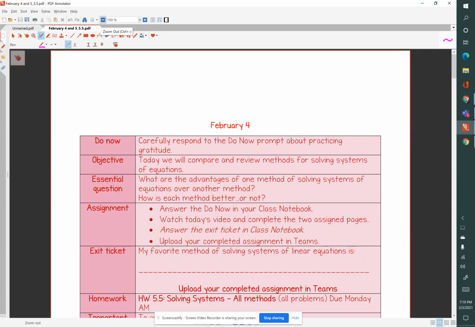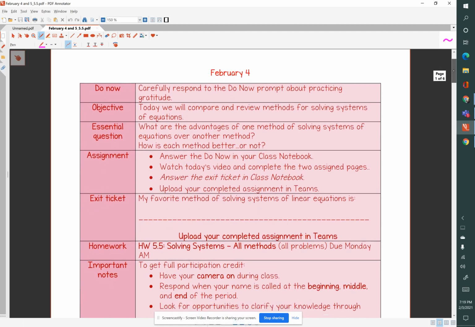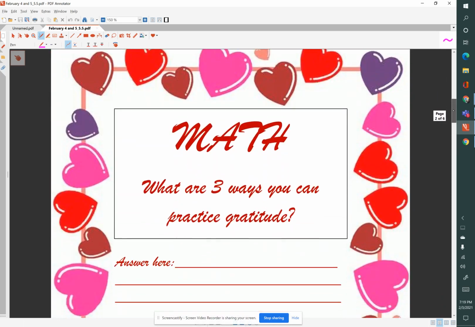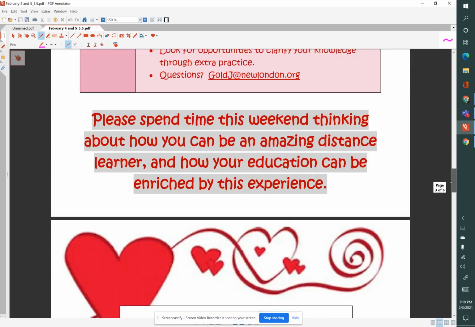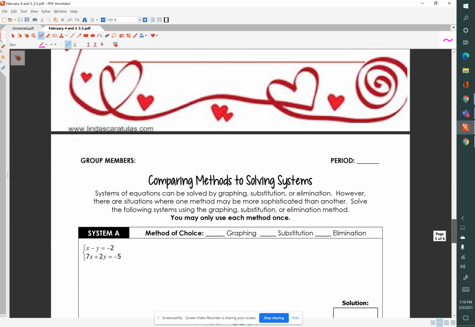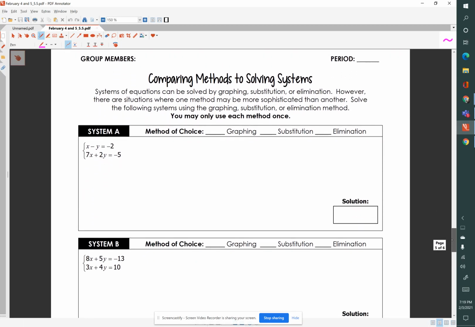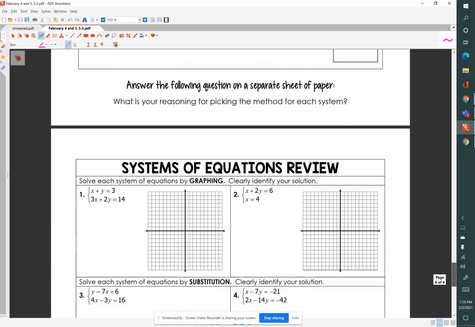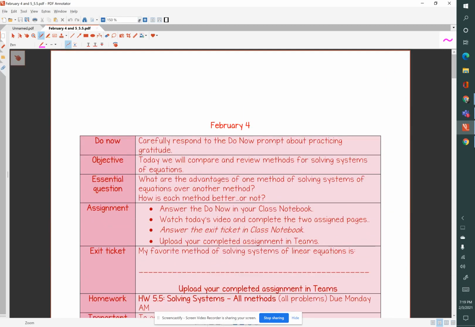Hello, students. Before we get started, I wanted to talk to you about the organization of the lesson a little bit. I see some of you on February 4th, so this is your do now and your informational box. And I see some of you on February 5th, so here's your informational box and your do now. But the lesson for today for both classes, whether you're here on the 4th or the 5th, is the same. We're just going to do some comparing of the methods for solving systems, and then we will do some review. So let's get started with our do now.